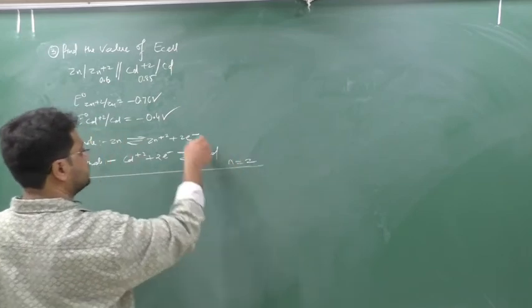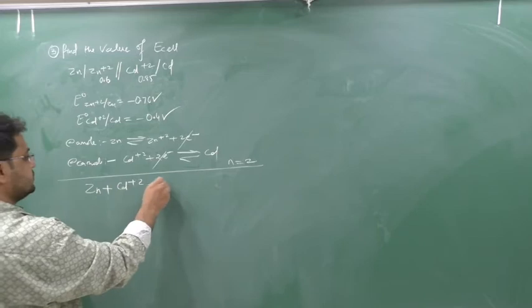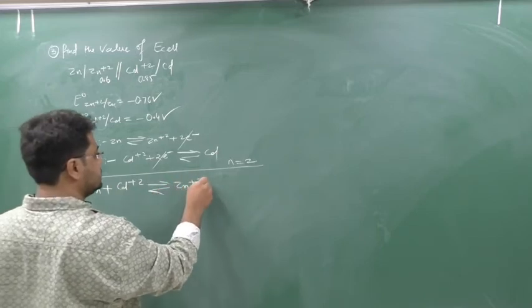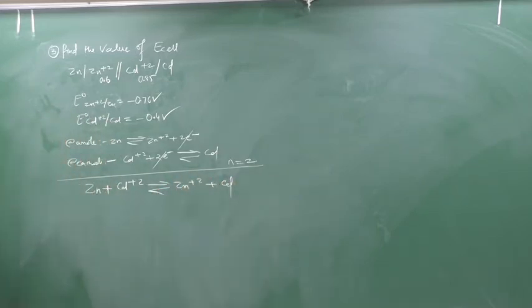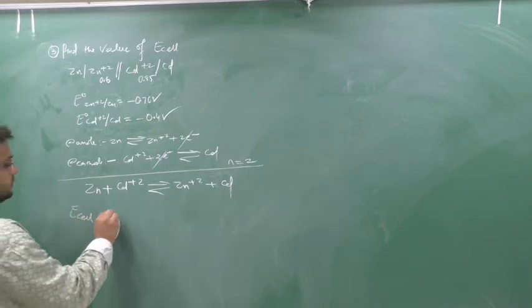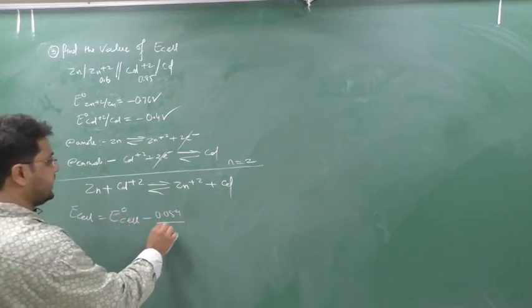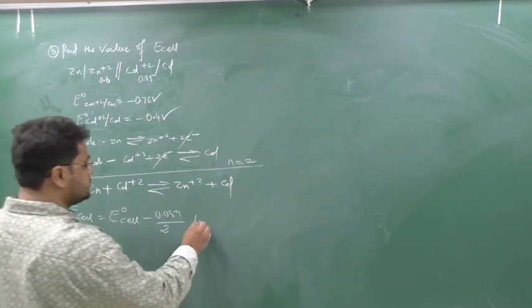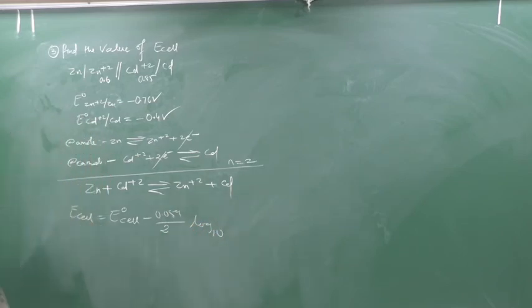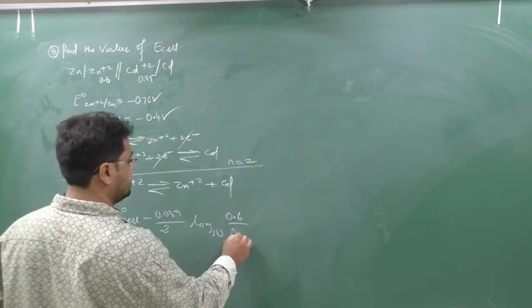n is equal to 2. So, 2 electrons in the cell. Zn plus Cd plus 2 gives Zn plus 2 plus Cd. So, this is your net reaction. Write down the cell potential, Nernst equation. E cell equal to E naught cell minus 0.059 upon n, n is 2 here, log to the base 10 of the concentration of product, Zn plus 2, that is 0.6, upon concentration of reactant, 0.85.